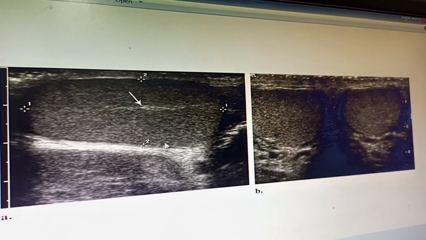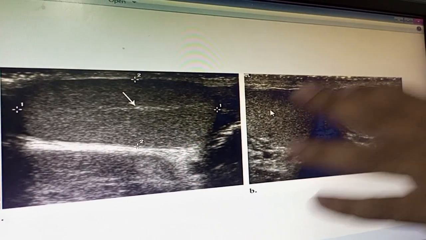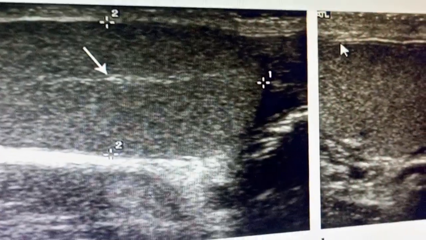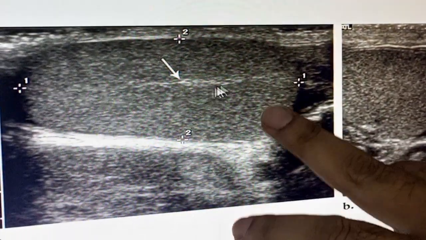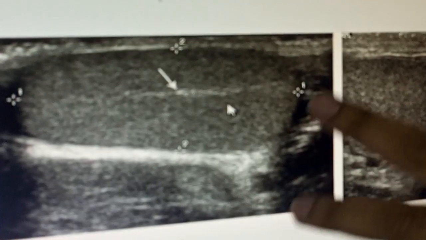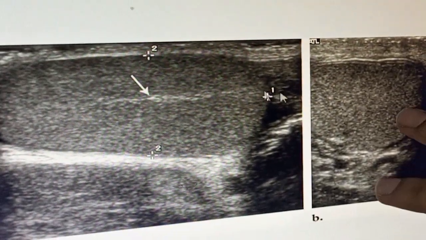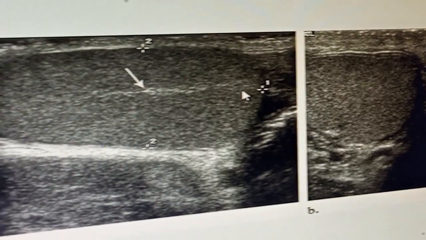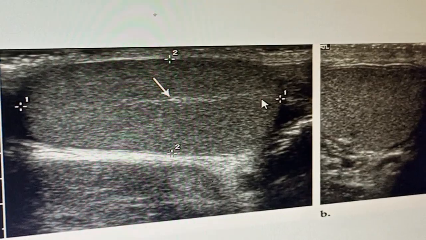So these cases are very important. For the testes, you should know the normal testicular measurements, how to take them, and you should also know its radiological ultrasound anatomy. Testis ultrasound is very important when you are doing general ultrasound. So you should concentrate on the various ultrasound images. I will repeat some images in a quick way.